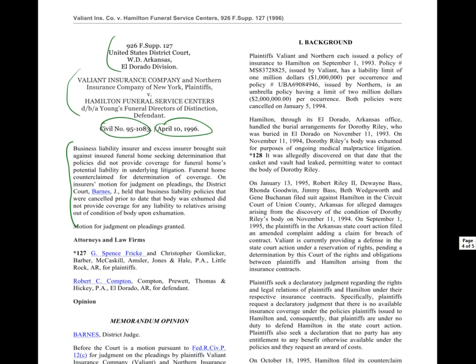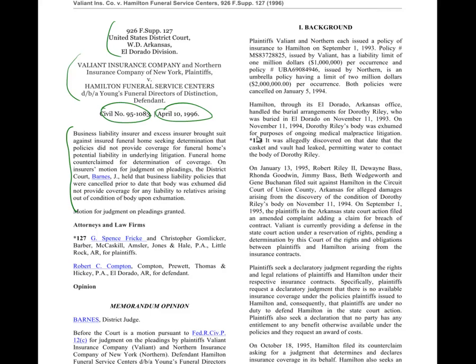The way you tell what page anything came on is by looking at these star numbers. This is called star pagination. And what this star 128 means is that this is the beginning of page 128 in the physical book, in the actual case reporter. All right. So what this is saying is that the first phrase on page 128 is "it was allegedly discovered on that date." That's what appears at the very beginning of page 128. And the last two words on page 127 were "malpractice litigation."